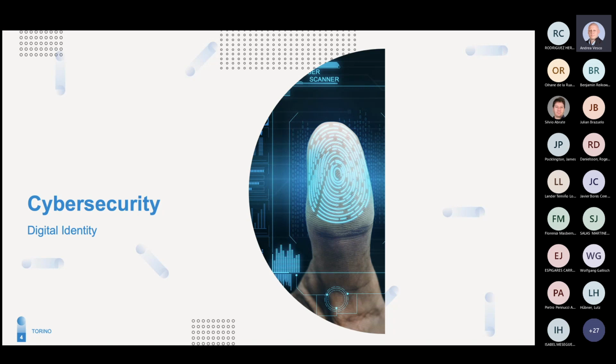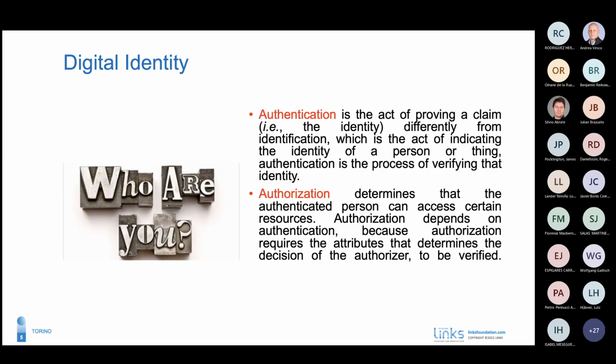As I told you at the beginning of this tutorial, we concentrate on one single solution. This is not the overall solution to make the infrastructure cyber secure, but we start from the topic of digital identity for objects. Addressing digital identity means essentially to have knowledge of what authentication and authorization are. So let's start from authentication. Authentication is for sure the act of proving a claim. In this specific case, the claim is the identity of an object.